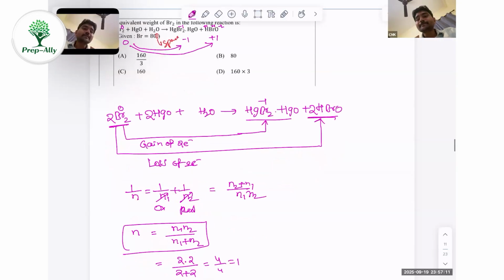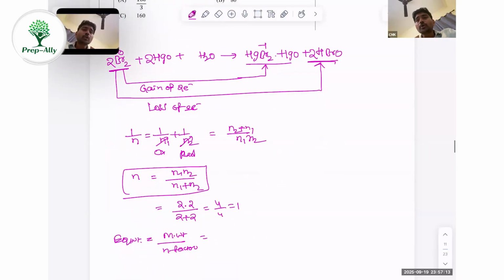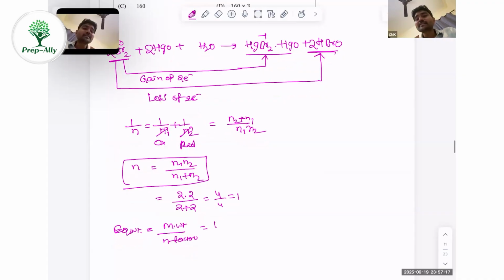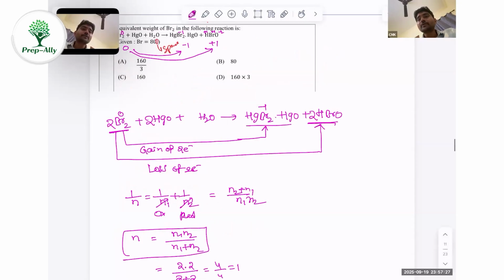Bromine is 80. Bromine is 80 means bromine Br2 is 160. 160 bromine molecule, if you take it, 160 by n factor is 1. So the answer is 160. You should have the answer C.